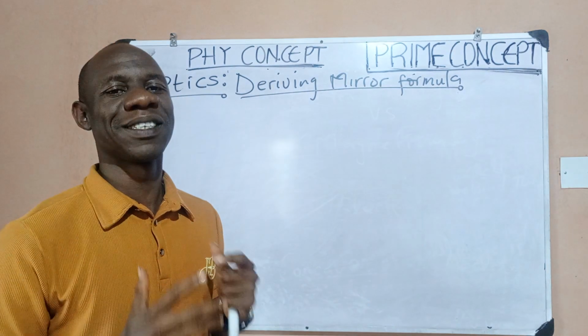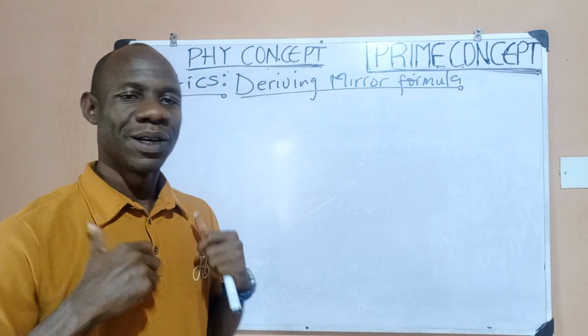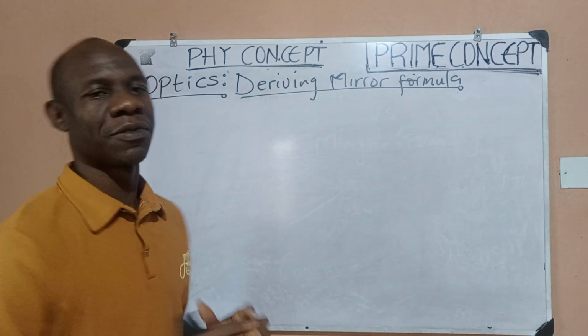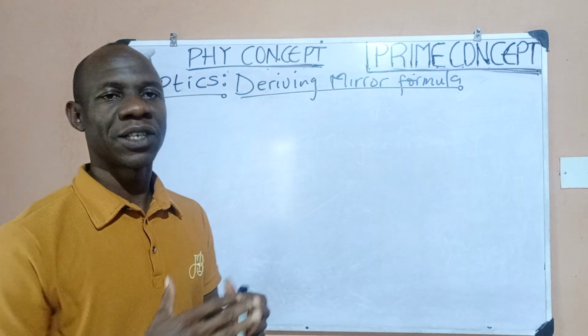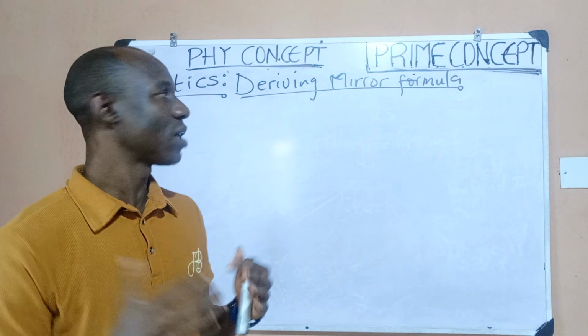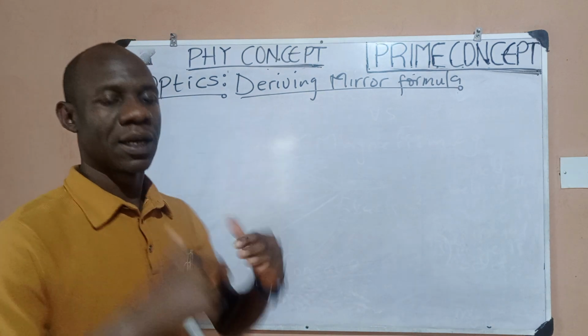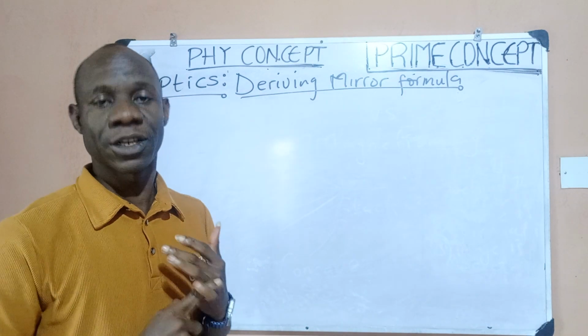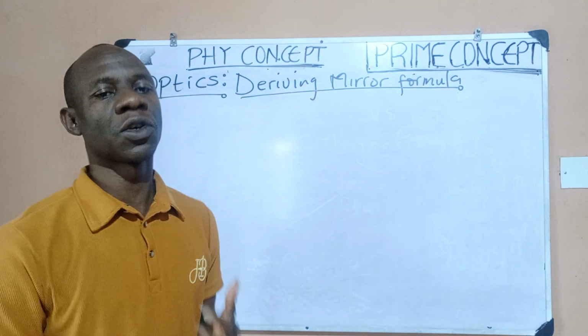Now we want to do something very important. We have been studying the concept of optics. Now we have mentioned a few things that we are supposed to know concerning optics. We are considering reflection at curved surfaces.